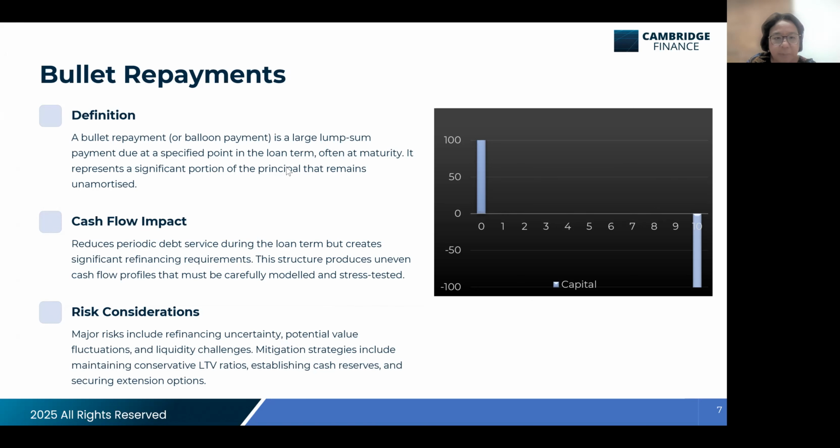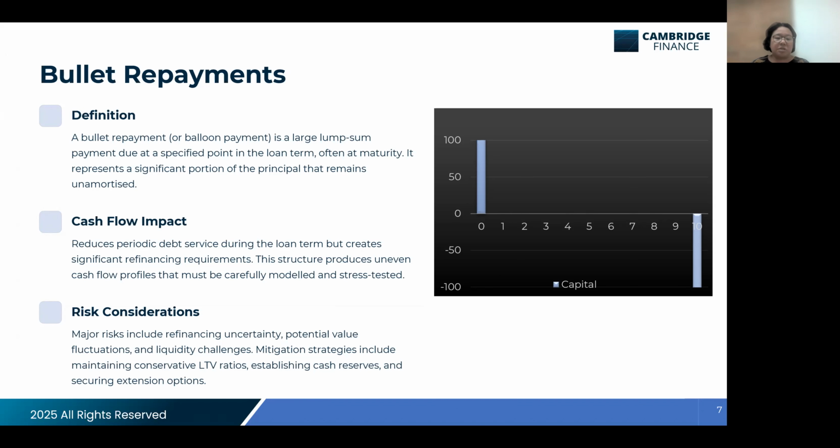You can read here: bullet repayment, a large lump sum payment due at a specific point in the loan term, often maturity. It represents a significant portion of the principal that remains unamortized. Amortization, terminology again, it's all about terminology. Amortization means a reduction of the principal. So you borrow 100, and if you pay back your loan, amortizing the principal, then at the end you might pay, for example, 50. So it's amortizing, but this is not amortizing. You're not paying anything back. On top of it, you have to pay back all the interest that you haven't paid in between.